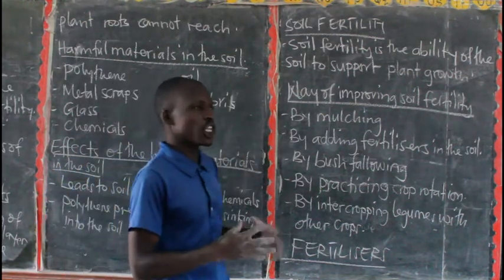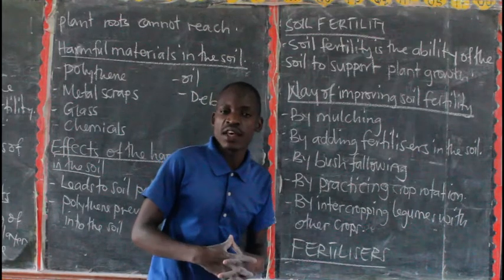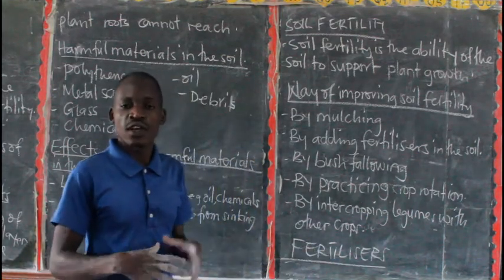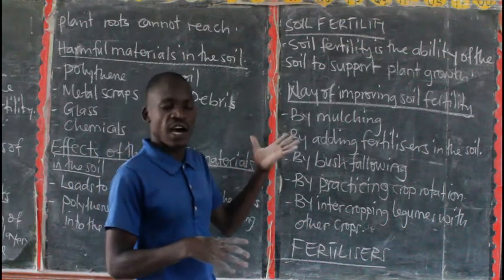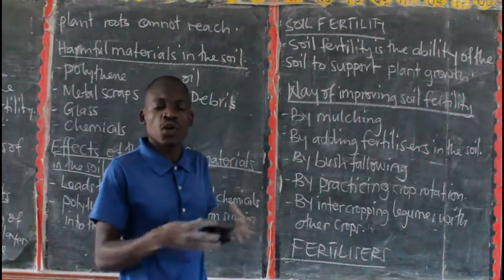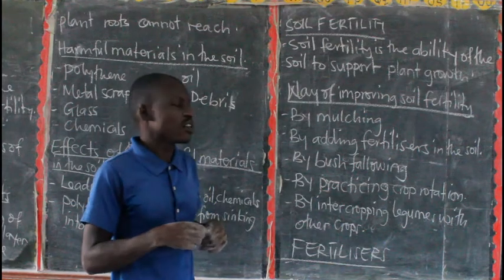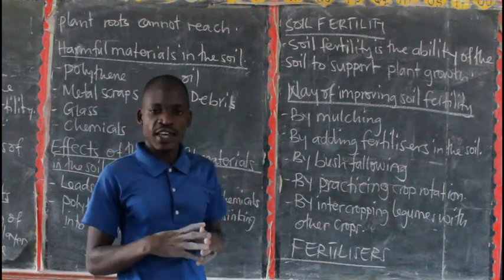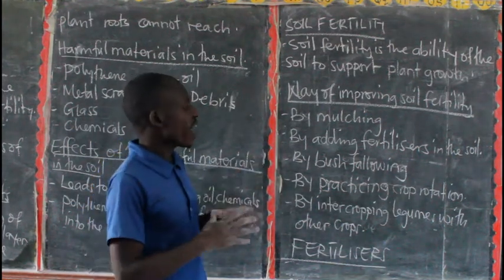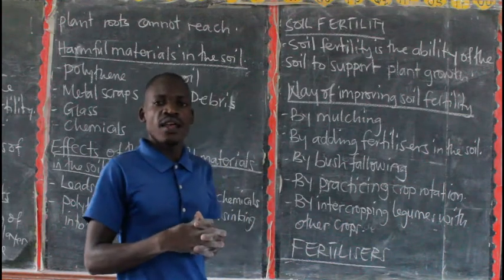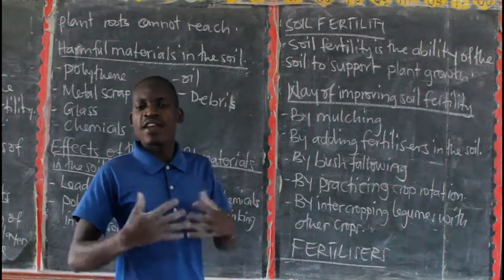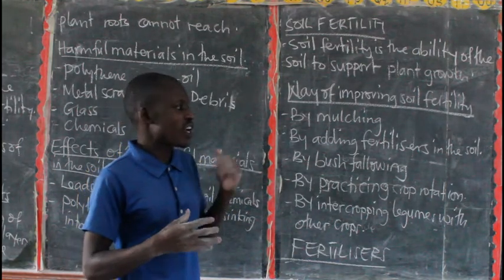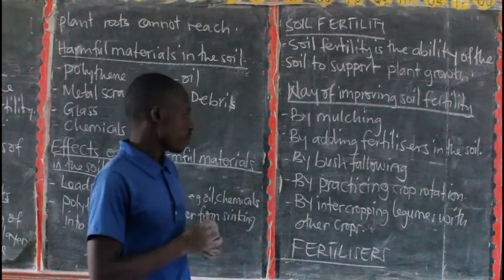One is by mulching. The other time we looked at mulching, covering the top layer of the soil with dry plant materials. Right after mulching the garden, the mulches rot and form humus, making the soil fertile. Then we can also add fertilizers in the soil. Fertilizers can be artificial or natural. We are looking at that when we reach fertilizers.